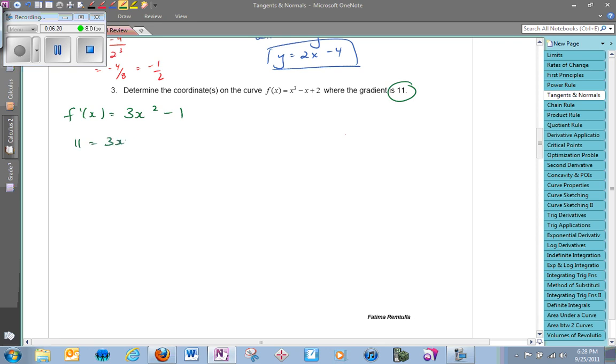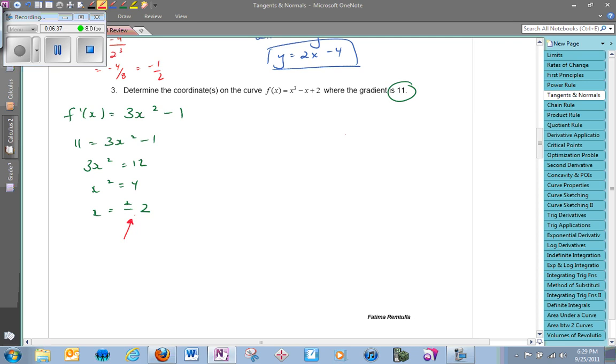So 11 is 3x squared minus 1. 3x squared is equal to 12. X squared is equal to 4. That means x is equal to plus or minus 2. Make sure that you don't forget that plus or minus 2, because that is the clincher to the question.